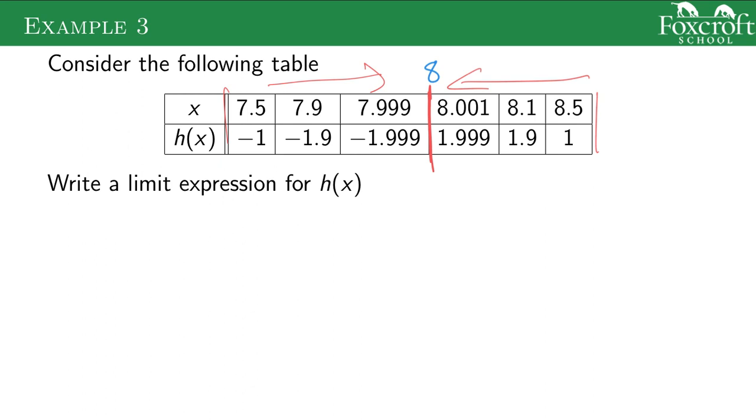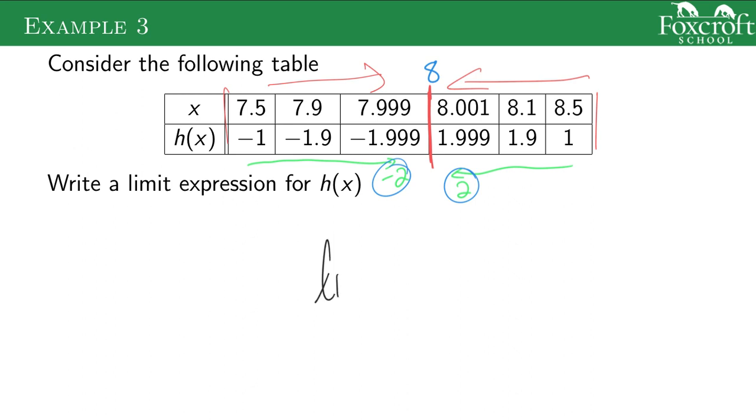And then our y values here: -1, -1.99, -1.999. That's basically the same as -2. From here, 1, 1.9, 1.99. That's basically the same as +2. And we've seen examples like this before. All right, our x values are getting close to 8, but our y values are getting close to -2 and +2. And it's not possible for my y values to get close to two different things.